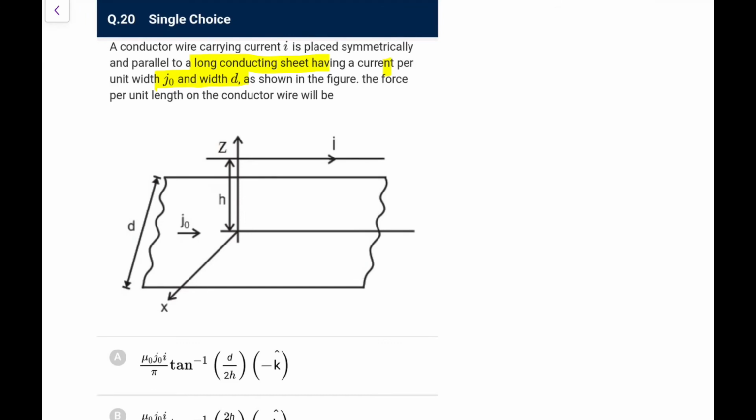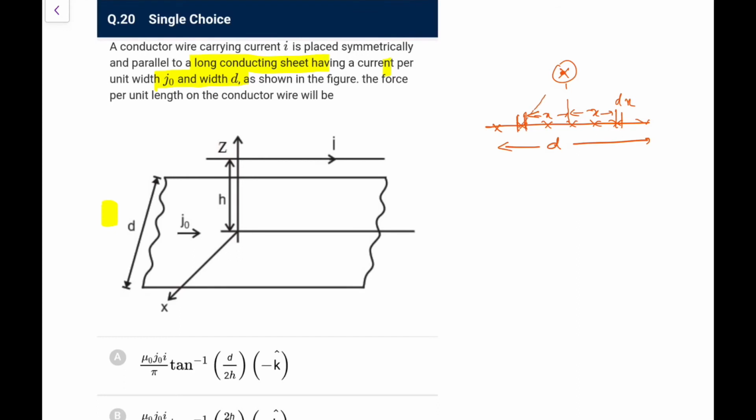So what we can do here, just imagine it, let's say I am viewing from this side. I will see the current of the sheet going in like this. This is the width D, and the length is infinite, and the wire that I am seeing is also carrying current like this. So to get it, let's go at a distance, let's say this is x. Go at x, take dx.